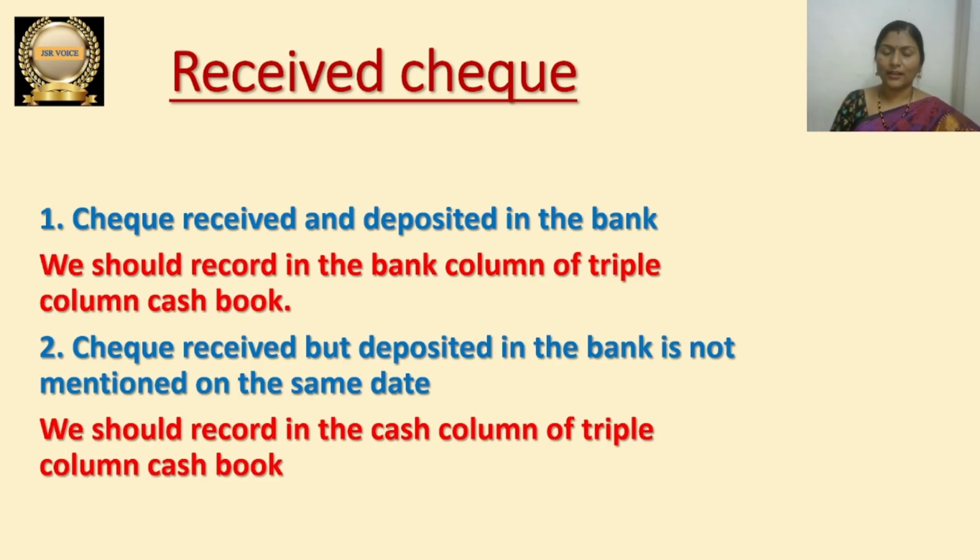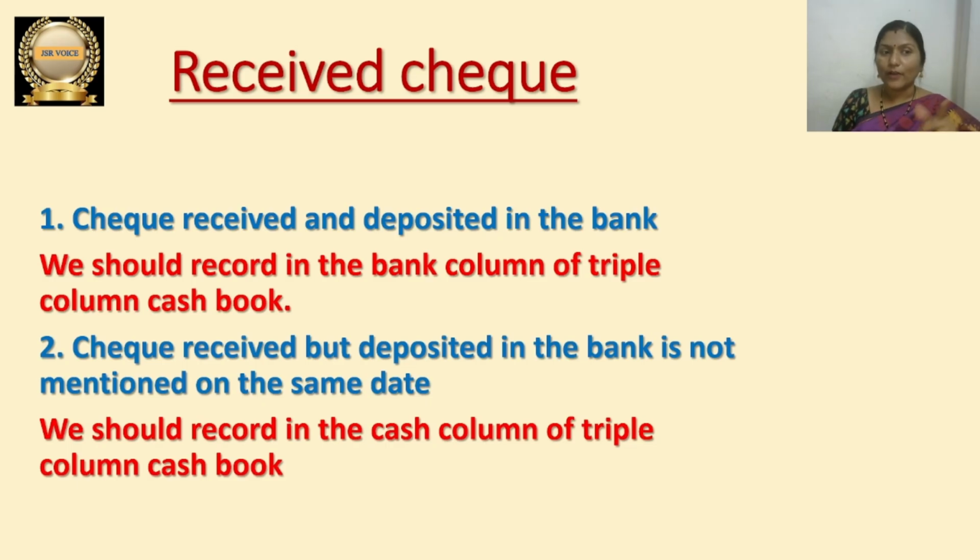Everyone will finalize that it is going to be recorded in bank column only. Debit side because it is a receipt, and amount will be in bank column, because it is a check. All checks we record in bank column, but received check will not be recorded in bank column immediately. We should see something in the question. We should search for something in the question. What is that something? Let us go and discuss that.